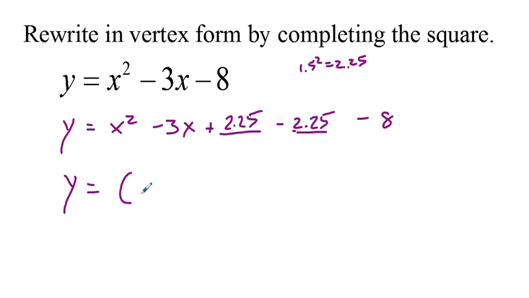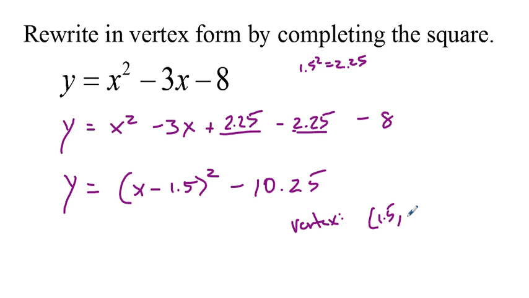Y equals x minus 1.5 squared. And when I combine these two, they're both negative, so minus 10.25. So I now know that the vertex of this parabola is 1.5, negative 10.25. All right, let's try another one.